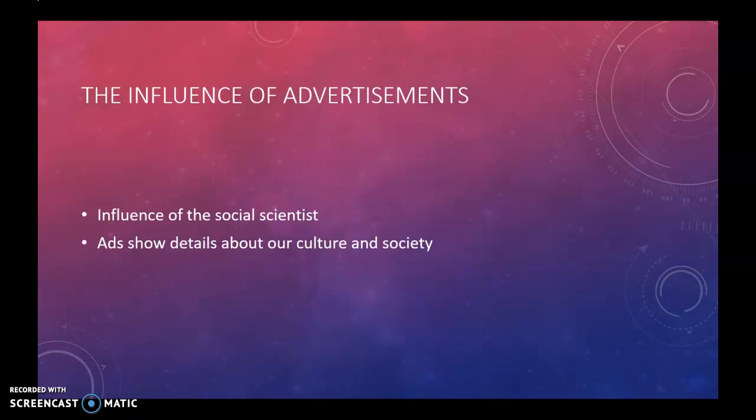So, a lot of advertising companies hire people in the social sciences to help them create ads that attract attention, appeal to customers, and get people thinking and talking about whatever is being advertised. If you felt yourself really drawn to some of those ads you picked in week 1, that was not by accident. It was designed that way. Advertisements provide details about culture and society. We can look at advertisements and learn a lot about the society and culture in which the ad takes place.